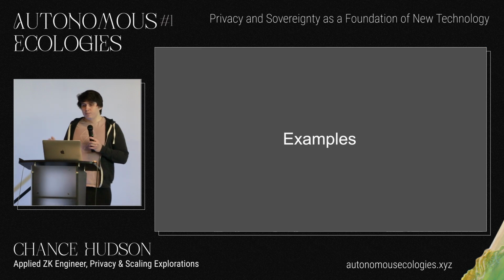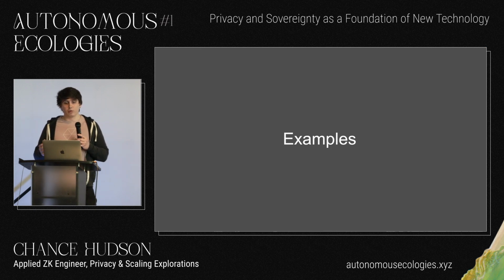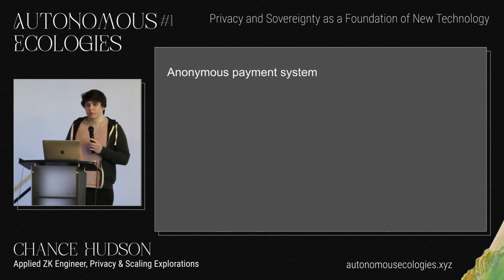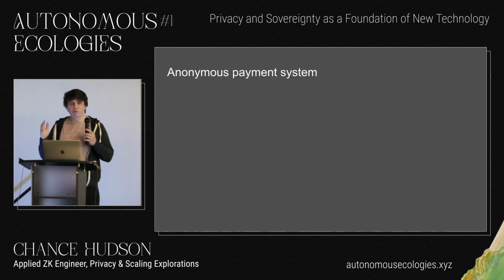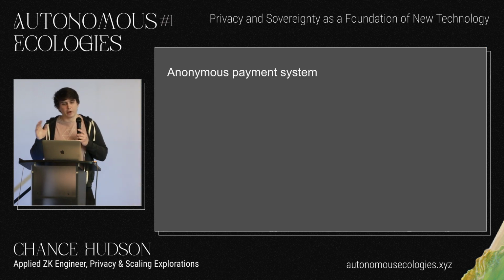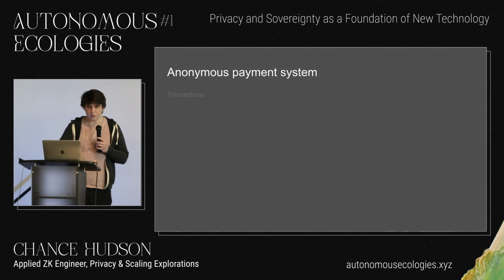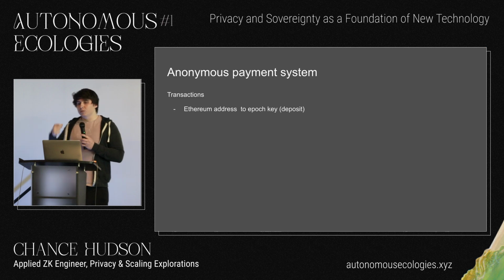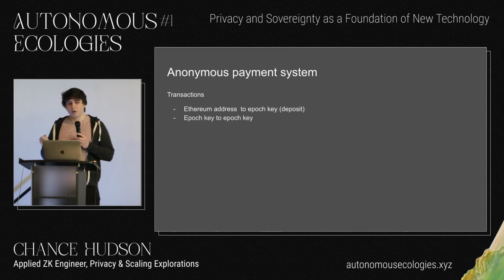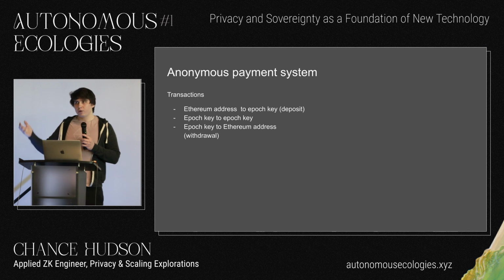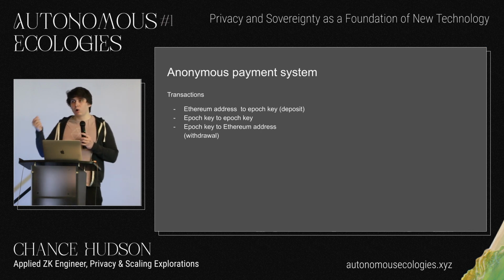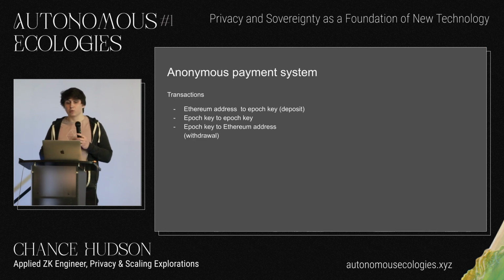So let's talk about some example applications that we could build right now, today, with UniRep. The first one's a fun one. It's an anonymous payment and transaction system right on top of Ethereum. So like Zcash or Monero, but you don't have to leave the blockchain. So we want to do a few things. We want to allow Ethereum addresses to send to epoch keys, which would be a deposit. We want to allow epoch keys to spend to other epoch keys, which would be an anonymous transaction. And we want epoch keys to be able to withdraw to Ethereum addresses, which would also be anonymous.